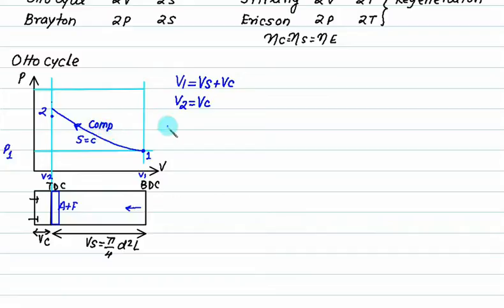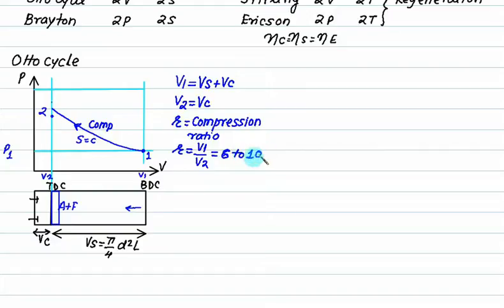So we define the first ratio, called R, the compression ratio. As the name indicates, it is defined on the compression process from 1 to 2. And remember, a ratio is always greater than 1. Therefore, the compression ratio is given by V1 divided by V2. In the Otto cycle, that is the petrol engine, this is roughly 6 to 10. The upper limit is limited due to knocking tendency.